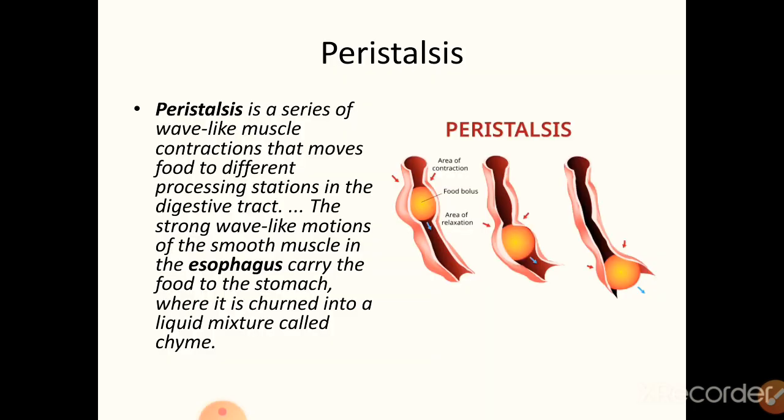Peristalsis is a series of wave-like muscle contractions that moves food to different processing stations in the digestive tract. The strong wave-like motions of the smooth muscle in the esophagus carry the food to the stomach. So this is how you can see it in the picture. This is how it contracts and leads the ball of food downwards, to the stomach, where it is churned into a liquid mixture called chyme.